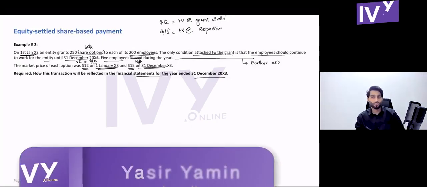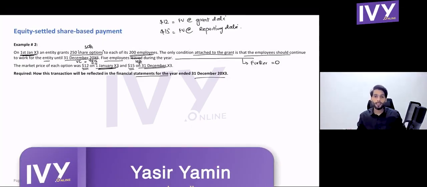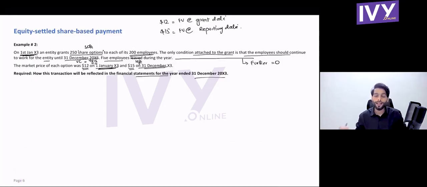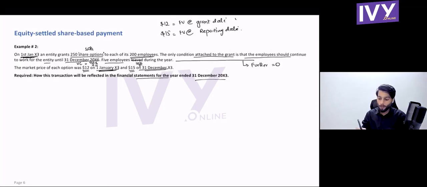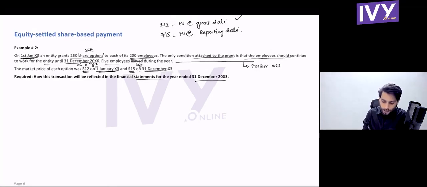So now I ask you, in the case of equity settled share based payments, which fair value do you consider? Grant date or reporting date? Which? You guessed it right. We always consider grant date. All right. So how will you solve this transaction for the year ended 31st December 20X3?